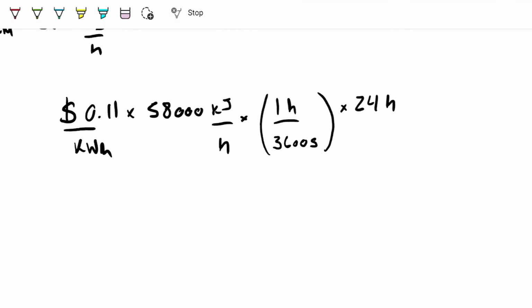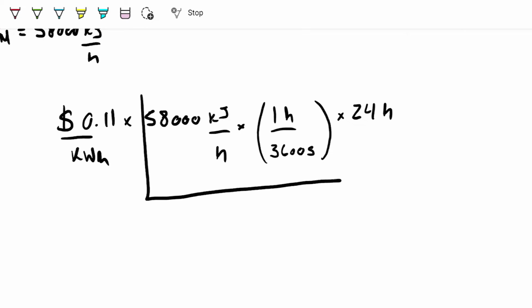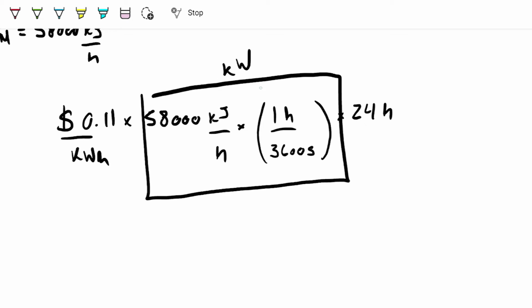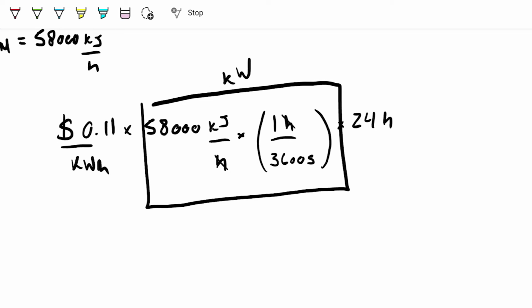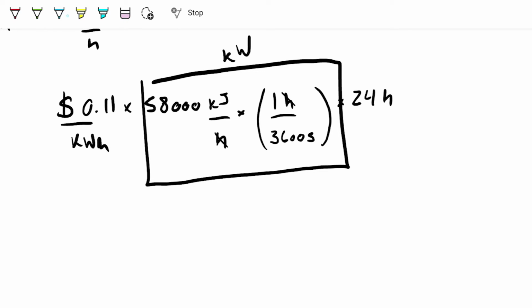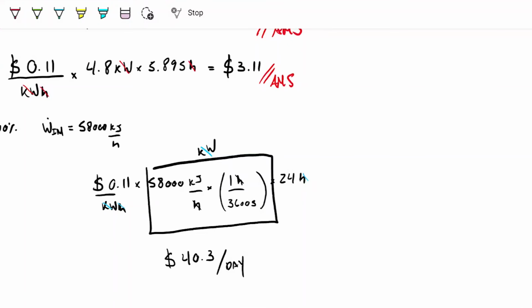Okay, that makes sense now. Okay. So if you want to do it in steps, what I'm doing here is I'm converting this into kilowatt. Okay, so I'm removing hours and hours, and I have kilojoules per second, which is kilowatts, the amount of kilowatts I need, and I need that over a whole day, so 24 hours. So then kilowatts and kilowatts, hours and hours, and I end up with a cost of 40.3 per day. Okay, so this is 40.3 per day in comparison to the $3.11 per day.